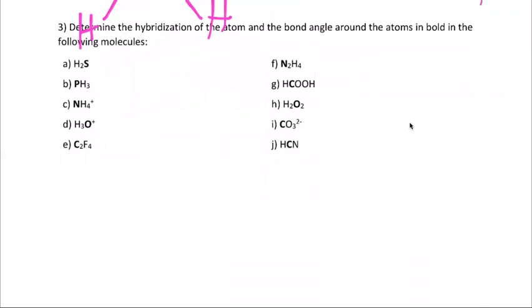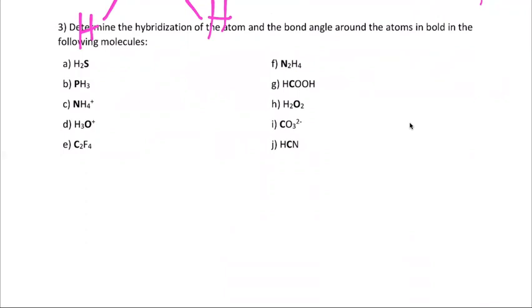Once you have the Lewis structure drawn, you should be able to look at it and count the number of electron domains around whichever atom is bolded. Then based on the number of electron domains, you should be able to tell me the molecular geometry, the shape, which will allow you to know the bond angle. And you should then be able to get the hybridization from the number of electron domains as well.